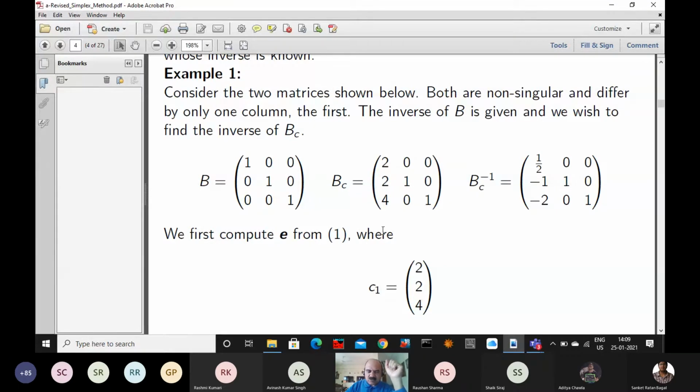What will happen to the inverse? Actually, as you know, the first column is different. There is a difference in the first column. The column elements are 2 2 4. So once it is given 2 2 4, how do we proceed? We proceed in this manner.